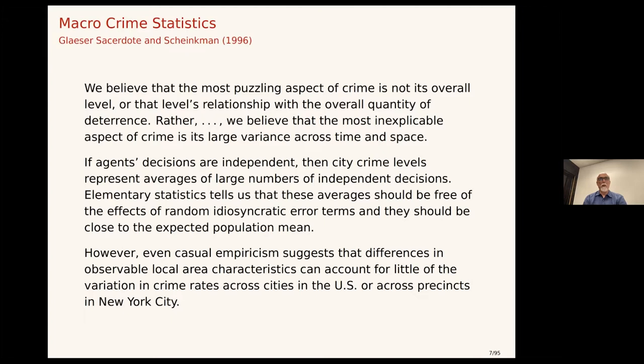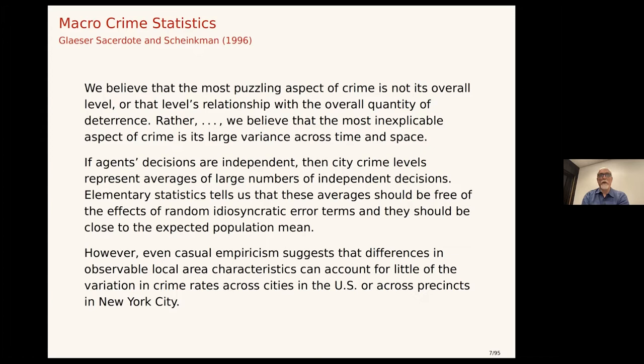And the puzzle is the following: if you look at incidents of criminality across cities in the United States, and it's also been shown to be true for European cities, I don't know where else, you see that there is a huge variation in crime rates, okay? So, you know, New York might have a very low crime rate, San Francisco might have a very high crime rate. What they didn't point out, but what's also true, is that there's a large variance in crime rates over time, okay?